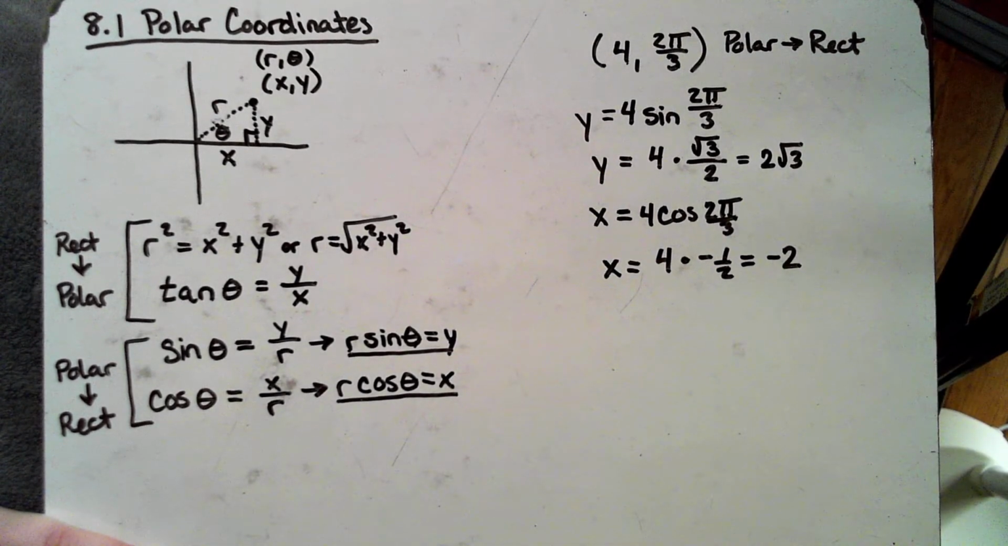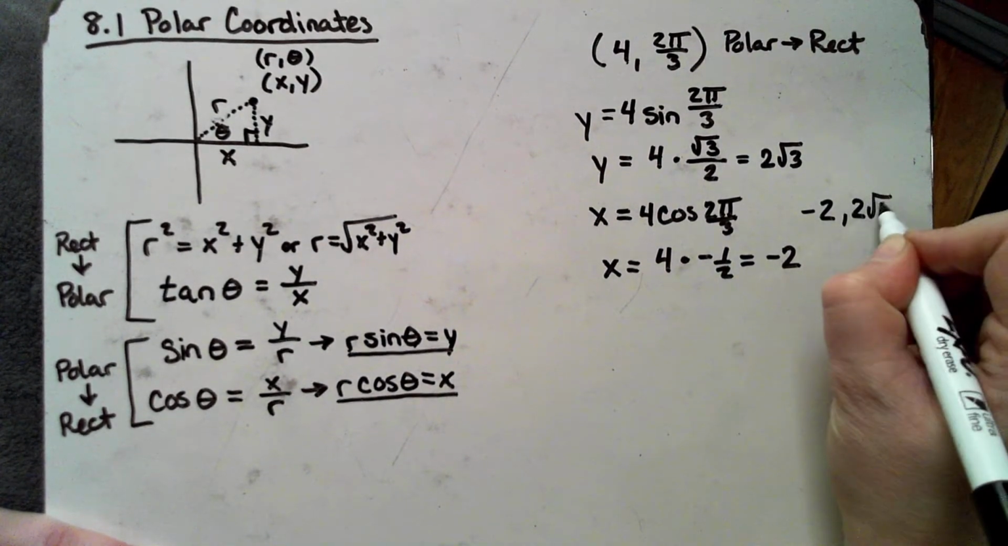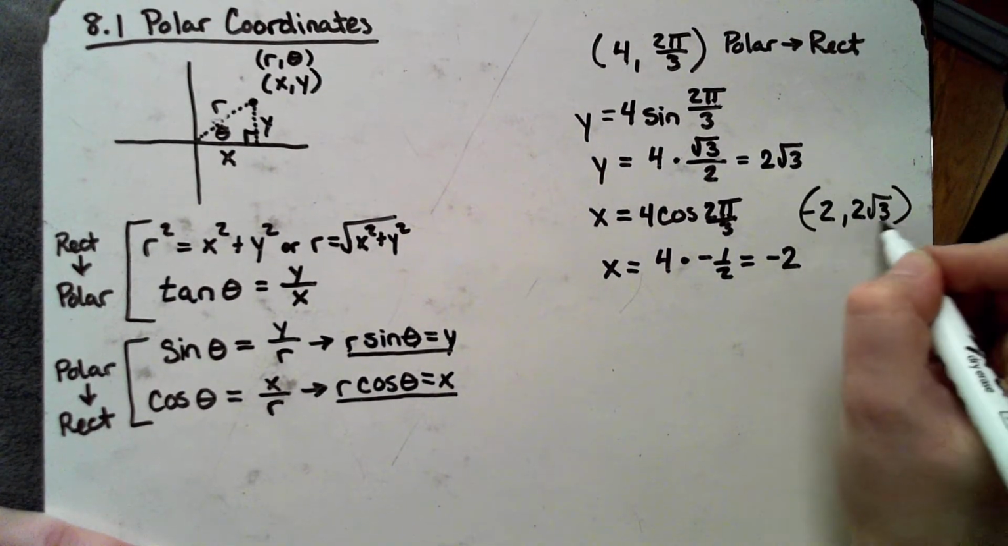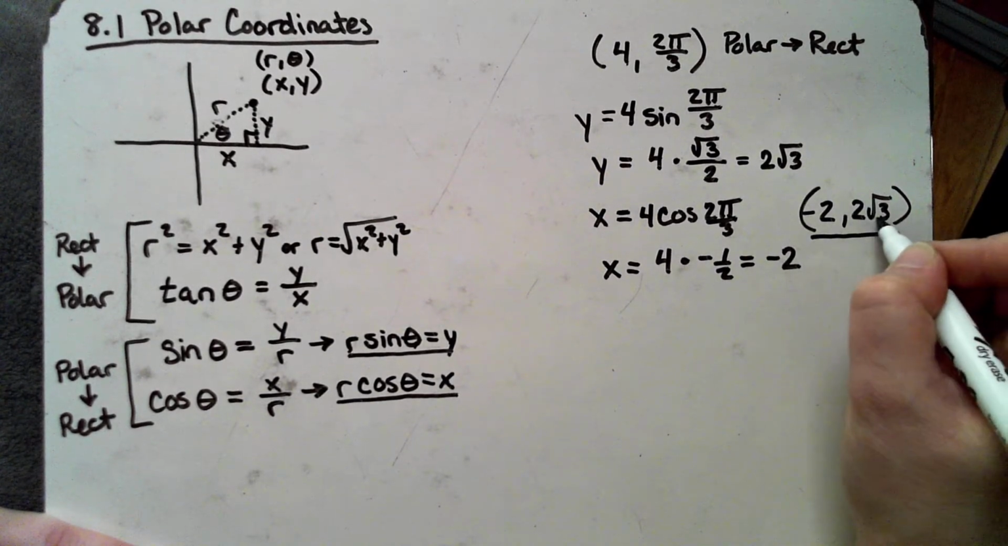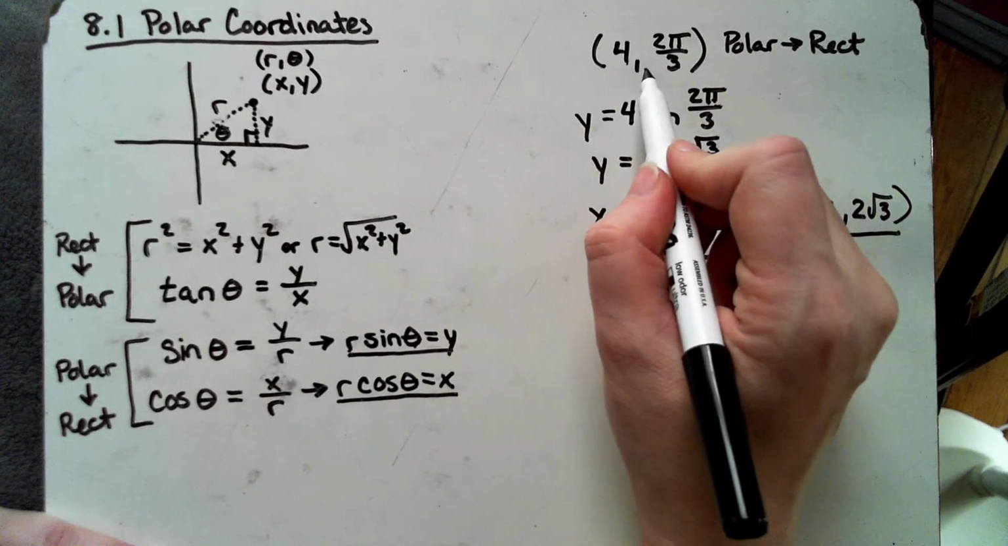Now I can just write this as an ordered pair. So negative 2, 2 square root 3. So this graphed, and I would just get a decimal number for this y value, would graph to the same point as that.